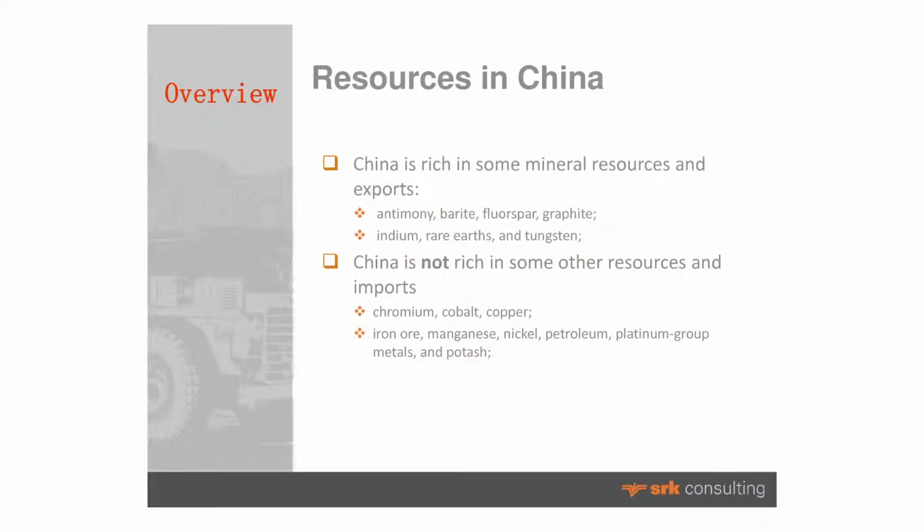Resources in China. China is a huge country and is really rich in some mineral resources. For example, it's really rich in antimony, barite, fluorspar, graphite, indium, rare earths, and tungsten. At the same time, China is not rich in some other resources and imports them. For example, chromium, cobalt, copper, iron ore, manganese, nickel, petroleum, platinum group, and potash. So we have something rich there, and we have something not that rich.